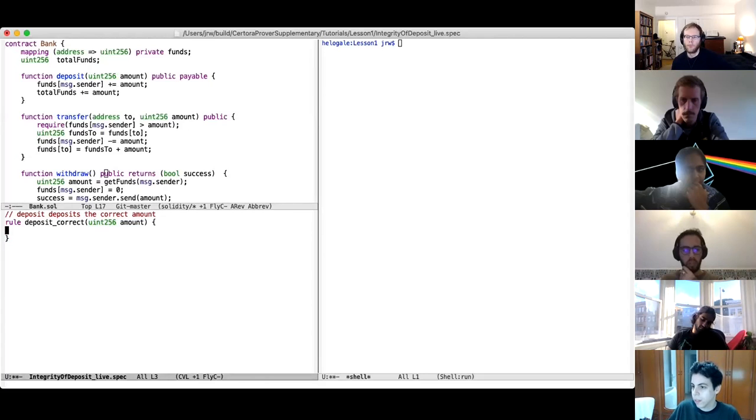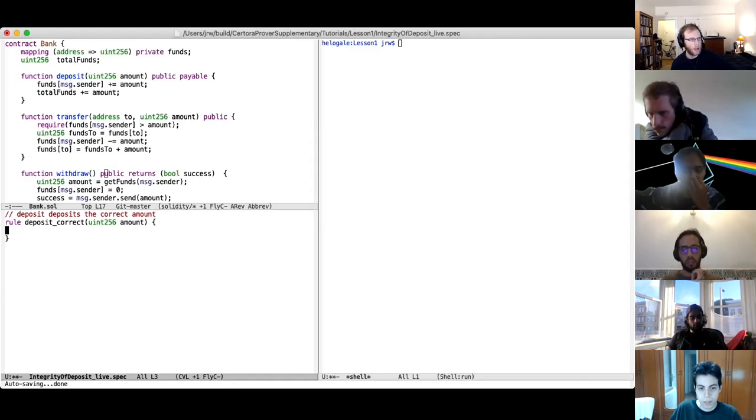I have a quick question. What's the difference between writing my rule with the Certora Prover or just using the SMT checker? Other than maybe Certora being more advanced. Yeah, they're pretty similar.